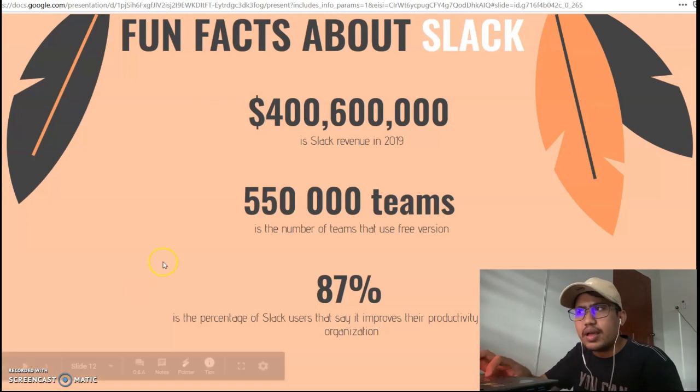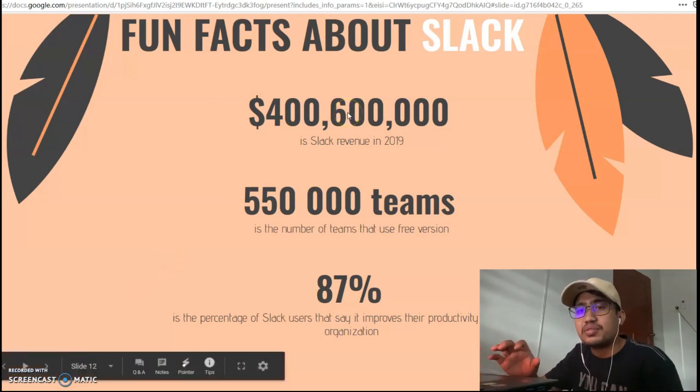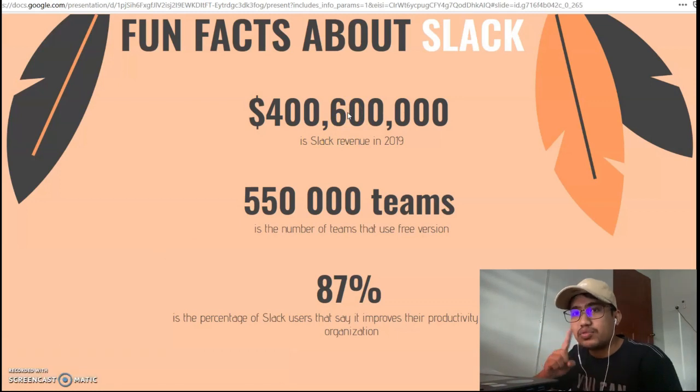Slack managed to get 400 million in 2019. Even though it used the business model land and expand, there are only 550,000 teams that use the free version of Slack, and 87% of the people using Slack say that Slack is very convenient, especially for productivity. Next, I will explain the next one.